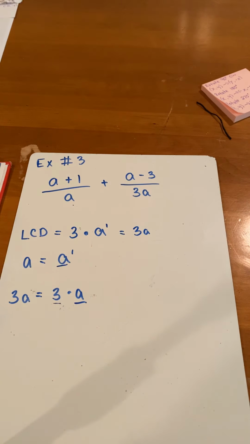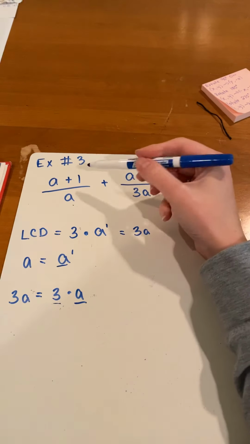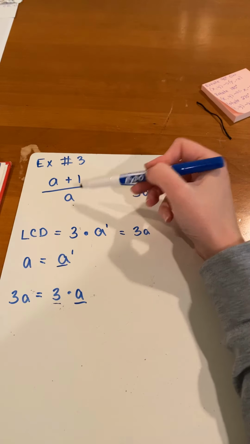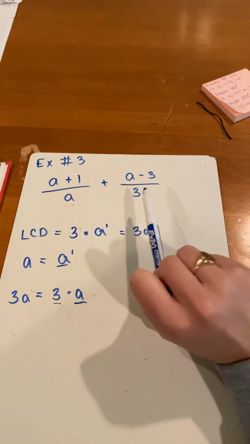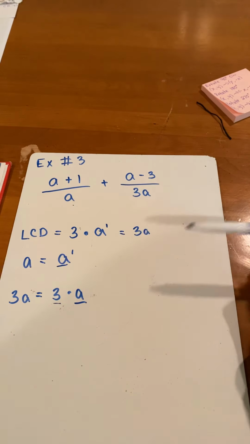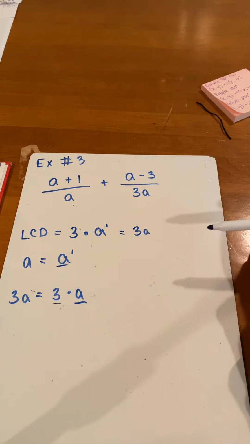So now we have to ask ourselves, what do we have to do to both our left and our right expressions to ensure both of them have a common denominator of 3a?